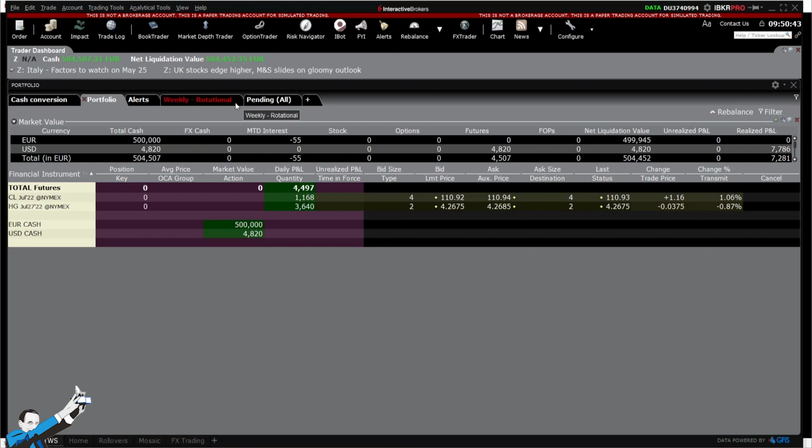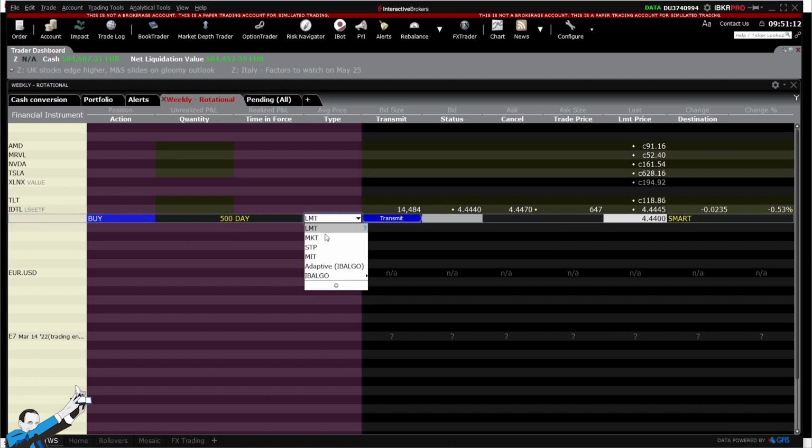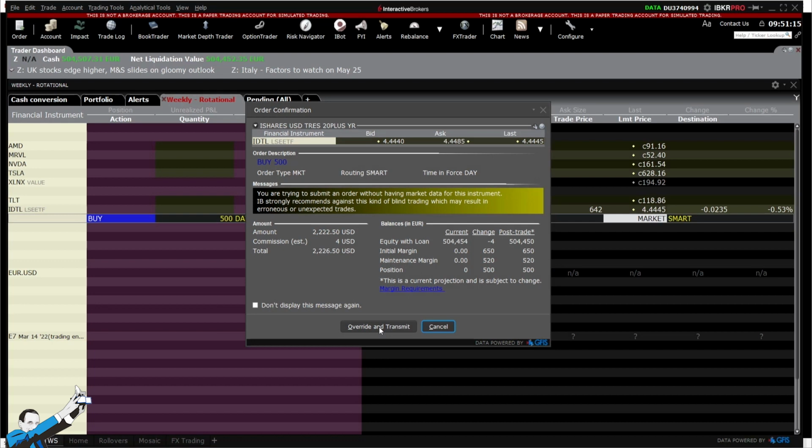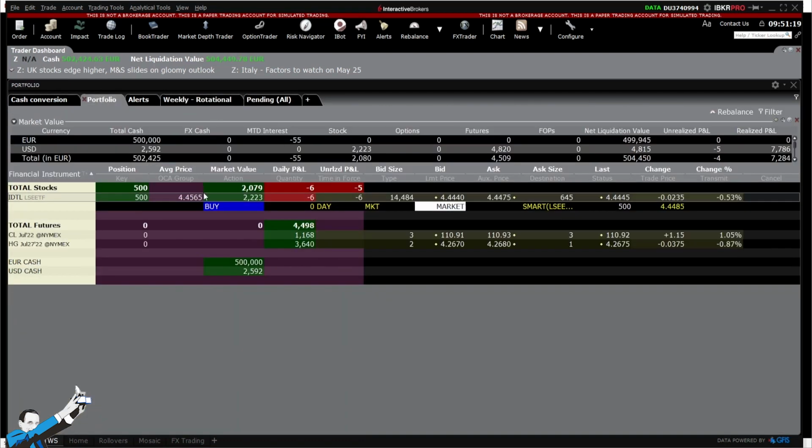For example, we could take IDTL, which is an ETF listed in dollars that is widely used by Europeans. Suppose, for example, that we go and buy a quantity of 500, which corresponds, as you can see, to about $2,200. In this case, we're going to do an override and transmit. Okay, this has been executed. So let's go take a look at the portfolio.